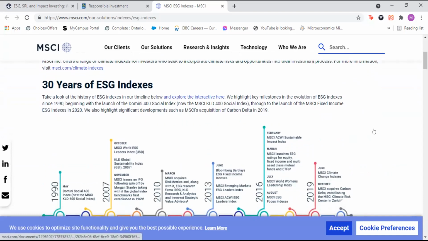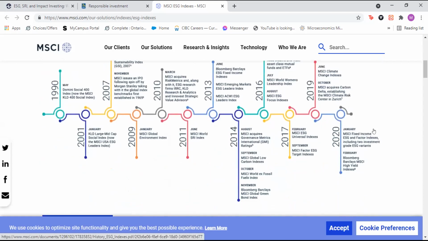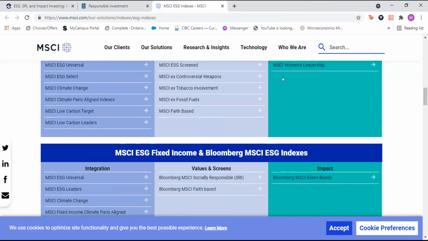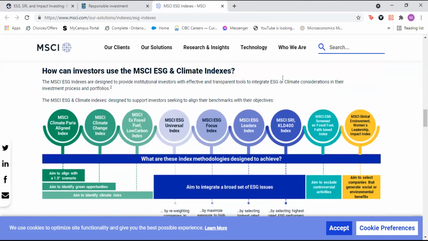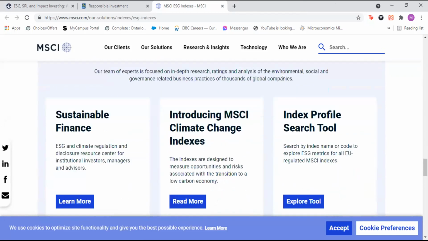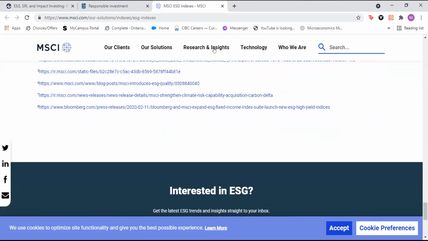If you follow these indexes, so this is the timeline on the MSCI indexes. And then the indexes, there's many of them, but yeah, there's a lot of them here. We're just gonna watch a video on the MSCI indexes.